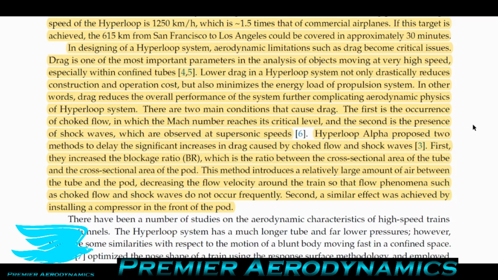But they also say this method introduces a relatively large amount of air between the tube and the pod, decreasing the flow velocity around the train so that flow phenomena such as choked flow and shock waves do not occur frequently. So this means that if you reduce the blockage ratio, the flow doesn't have to accelerate as much around the train, which means that the critical Mach number increases. So instead of it being a Mach number of 0.9, it might be a Mach number of 0.95. So you can go slightly faster without getting sonic flow over the object, which means that your choked flow will also reduce and you won't have as many shock waves.